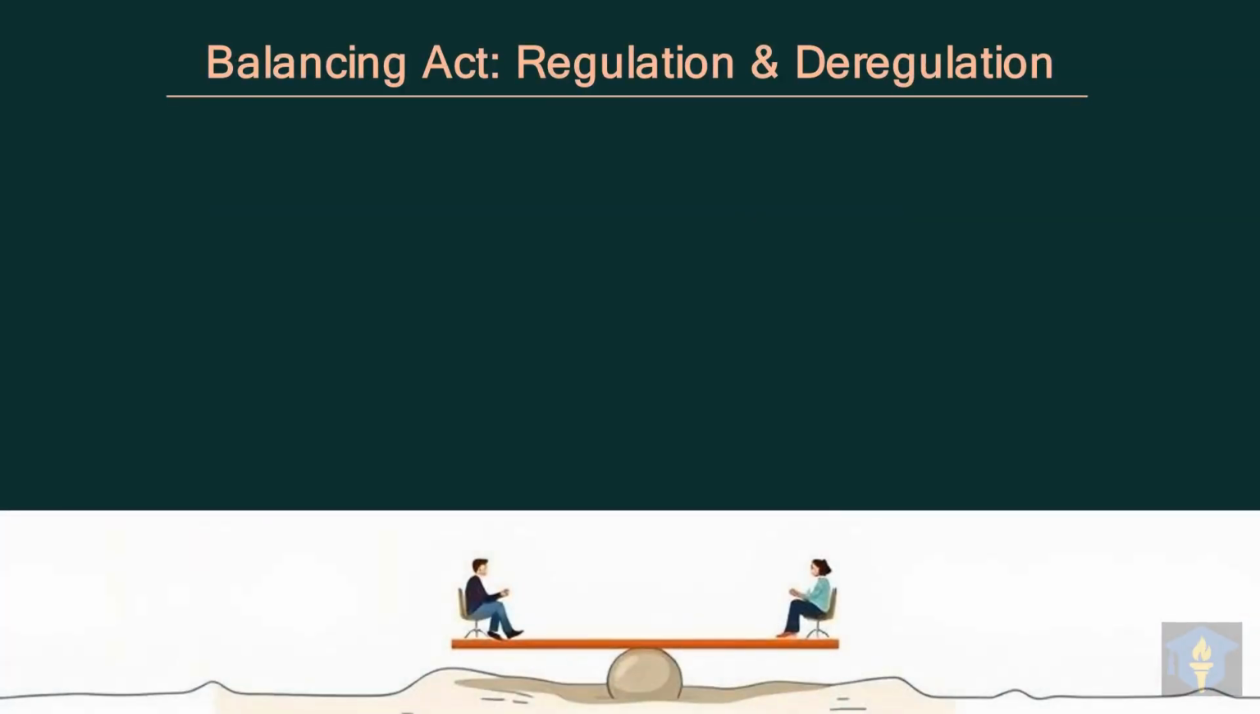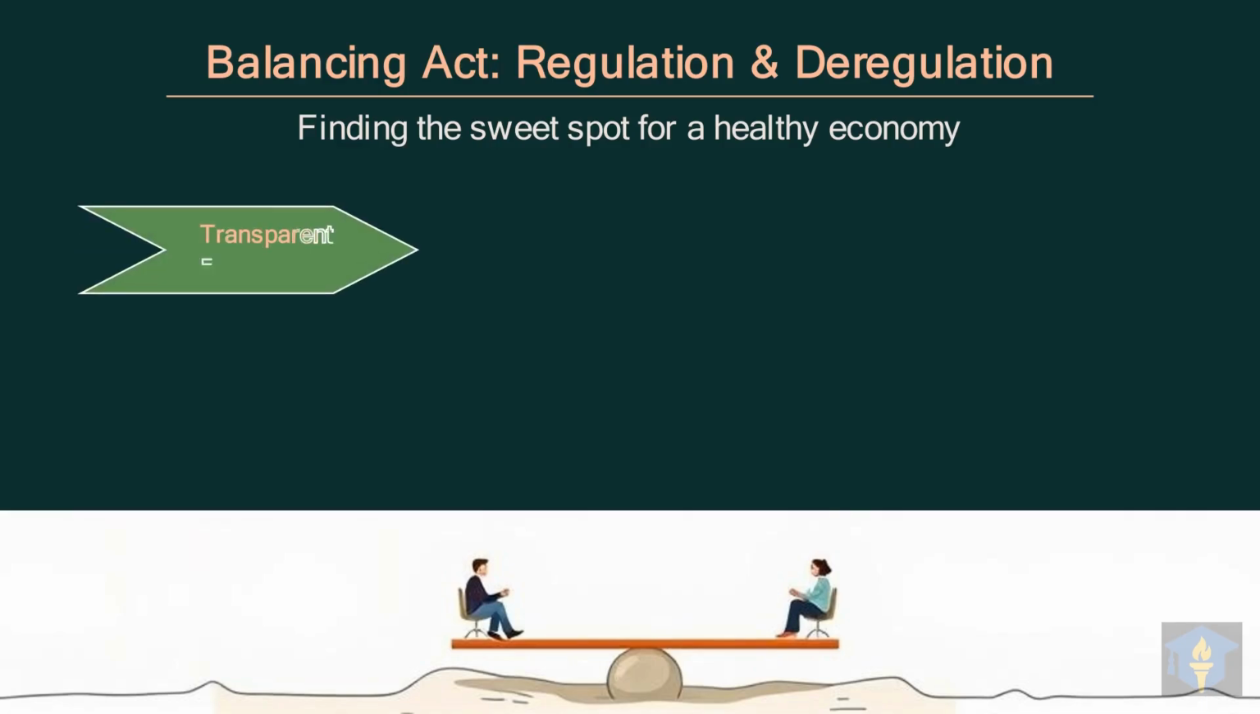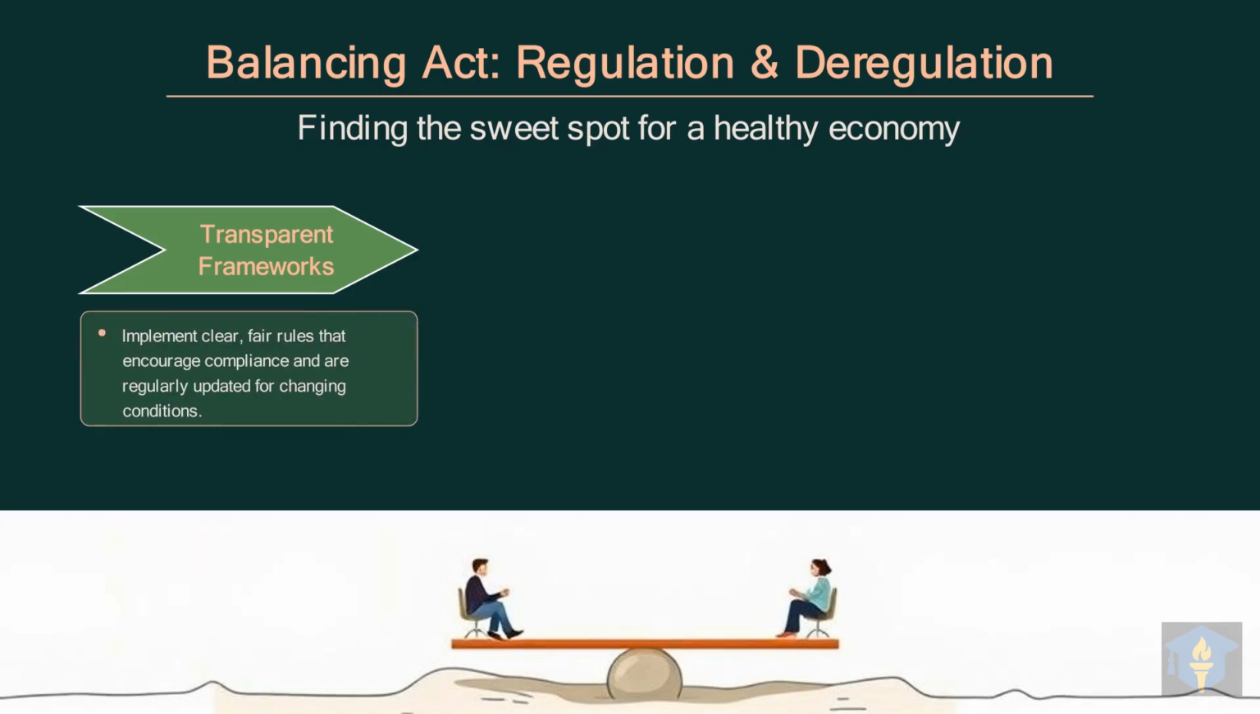Today, we'll explore the delicate balancing act between government regulation and deregulation in an economy. Our aim is to find that sweet spot, the perfect balance for fostering a truly healthy and vibrant economy. First, we need transparent frameworks, meaning clear and understandable rules for everyone to follow. These frameworks involve clear, fair rules that encourage compliance and adapt to changing economic conditions.